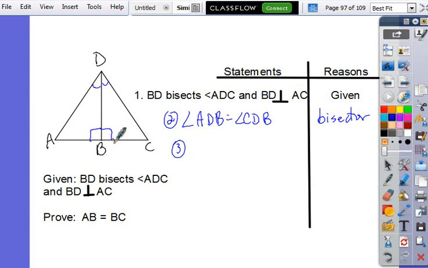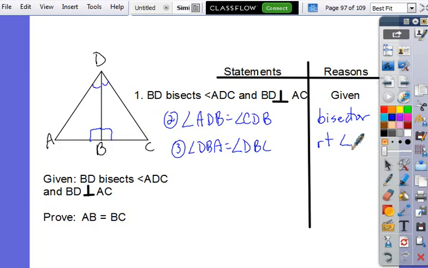We write that down over here, and then we're going to say it in the proof. So angle DBA is equal to angle DBC. Why? They're right angles. Now you could say definition of perpendicular. We know they're both right angles, so that's what we're going to say.